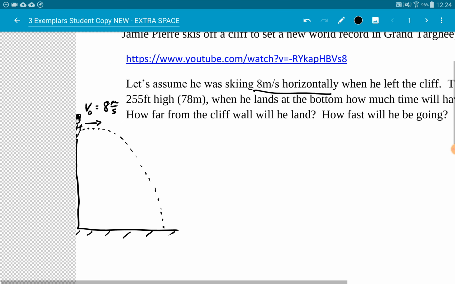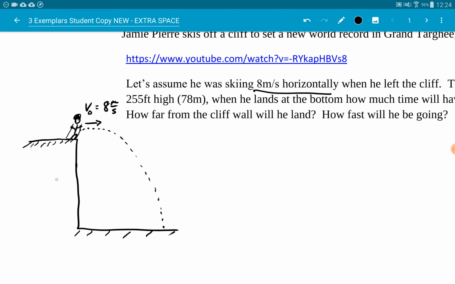The cliff was 255 feet high or 78 meters. 78 meters is the SI unit for displacement. I recognize that's a displacement and I'm going to label it as delta y straight away. So now when I go back and try to do problems, I go, hey, yeah, I already have that delta y. It's right there. I already identified that as being y.